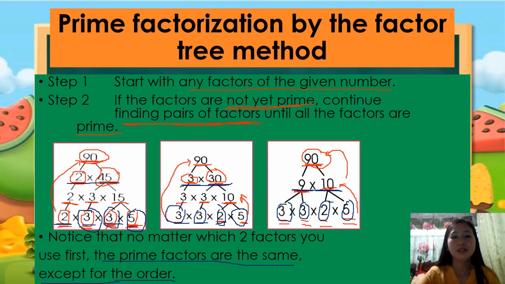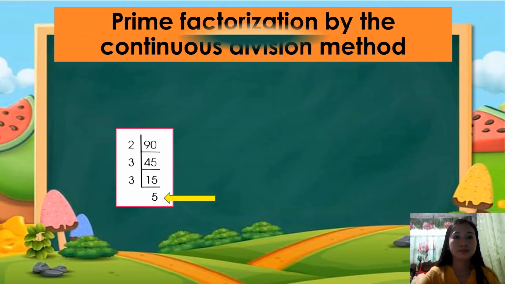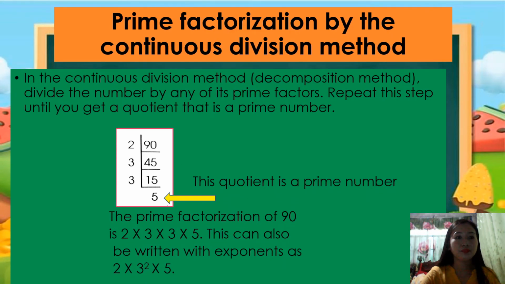Very good. Now, let us discuss prime factorization by the continuous division method. We are now using the second method, which is the continuous division method. In the continuous division method, divide the number by any of its prime factors. Repeat this step until you get a quotient that is a prime number.